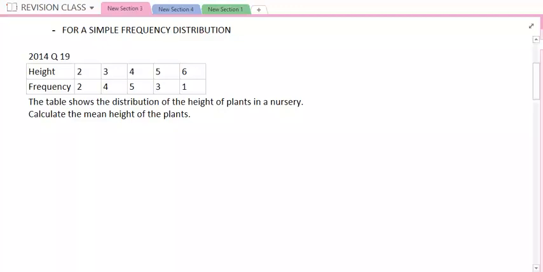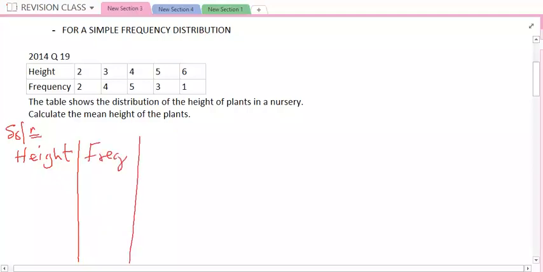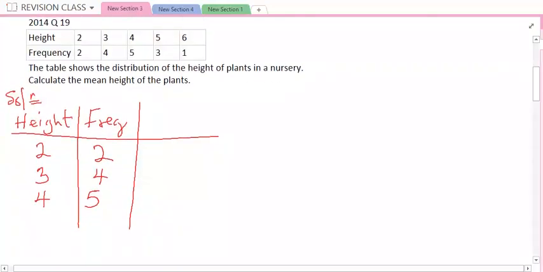So how do we solve that? We come down, we have the solution. This is the height, and we have frequency. Now, the height we have is 2, and the frequency is 2. We have 3. It occurs 4 times, that's the frequency. We have 4. It occurs 5 times. We have 5. It occurs 3 times. And then we have 6. It occurs just once, so the frequency is 1.